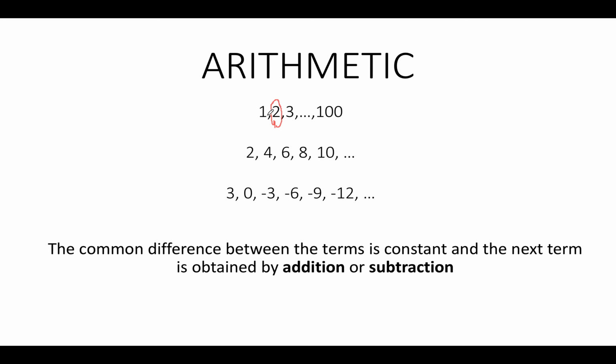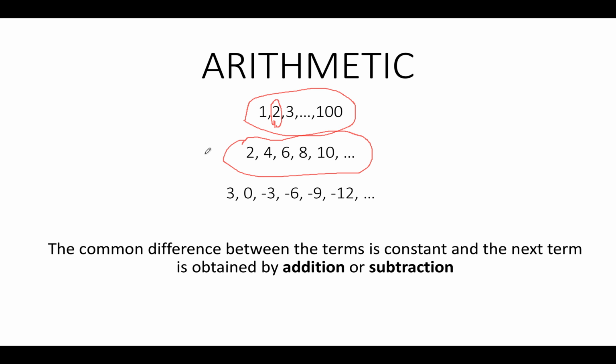So again, 1 plus 1 is 2. 2 plus 1 is 3. Then 3 plus 1 is 4. And it goes all the way on in this finite arithmetic sequence. What is the common difference in this sequence? Obviously, it's 1. Why? Because 1 is added to each element to get the next one. Let's take a look at this one. Here, the common difference in this infinite arithmetic sequence is 2. 2 is added to each element. 2 plus 2 is 4. 4 plus 2 is 6. 6 plus 2 is 8, and it goes on.